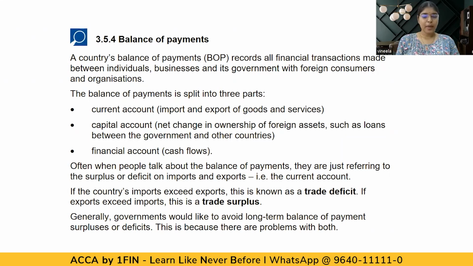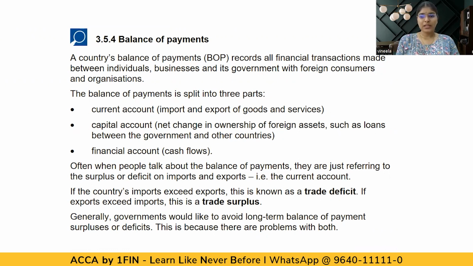So let's start with the topic balance of payments. See, this topic is important from your examination point of view. Make sure you remember that. I don't say there will be a huge number of questions, but from the whole chapter of micro and macroeconomics, a good amount of questions will come in the exam. So let's start with discussing balance of payments.